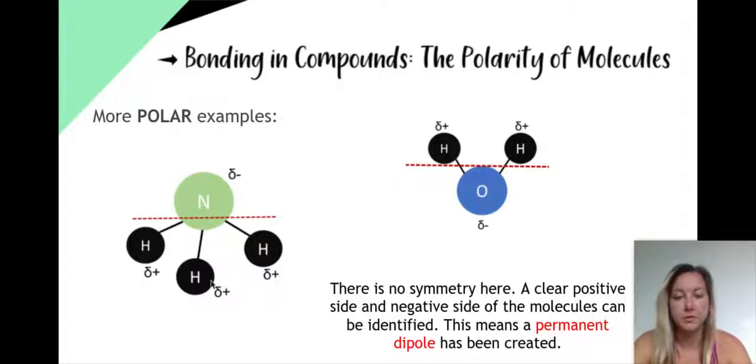Now, we've talked about dipoles forming in bonds before. So if you have a difference in electronegativity, you have a slight positive and a slight negative charge, and that can be referred to as a dipole.